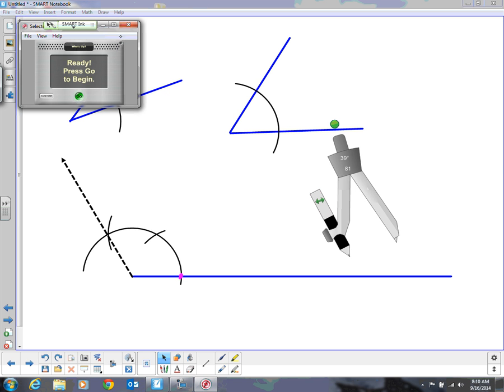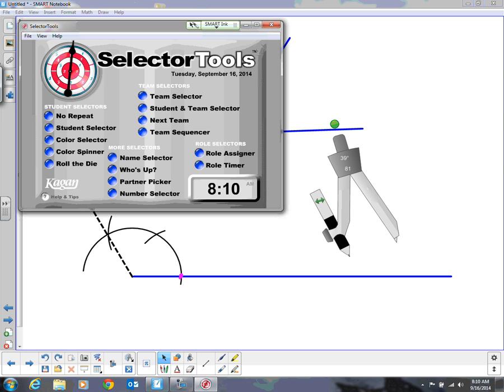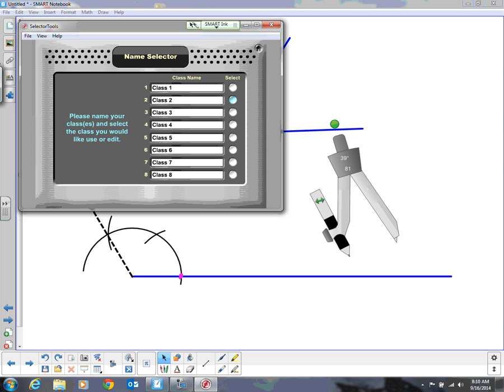Hold on. I got to make this bigger so I can see it. I got to go to the right period. I'm on period 1. All right.